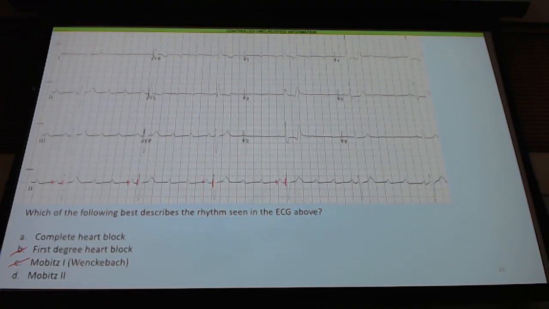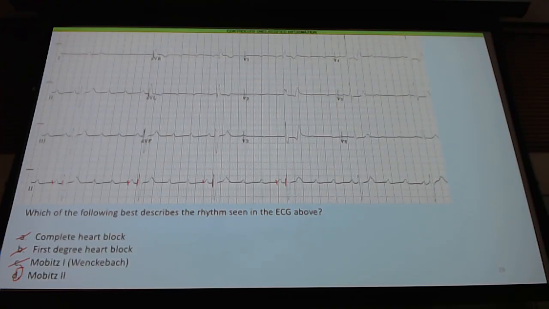And remember, we said complete heart block, there is no communication, so there's no consistency at all. And so the fact that I do have that consistency in my PR interval when I do have a P wave followed by a QRS, it can't be complete heart block, which leads us to a Mobitz 2.